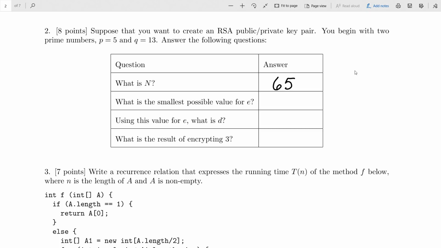And what's the smallest possible value you could use for e? So what property does e have to have? It's not in the group.